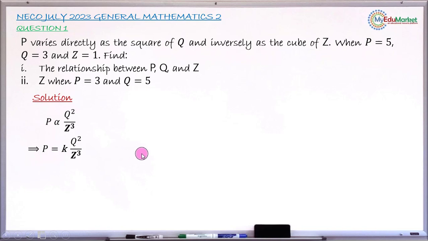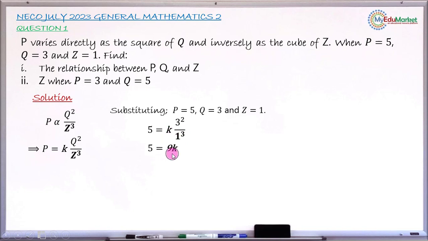So when you substitute P by 5, Z by 1, and Q by 3, you have something like this: 5 equals K multiplied by 3 raised to the power of 2 divided by 1 raised to the power of 3. It is Q that is replaced by 3, and Z replaced by 1. So 3 raised to 2 gives you 9, and 9 divided by 1 raised to 3, which is simply 1. So 9 divided by 1 is 9, times this K gives you 9K. So you now have 5 equals 9K. Dividing both sides by the coefficient of K gives you K as 5 over 9.